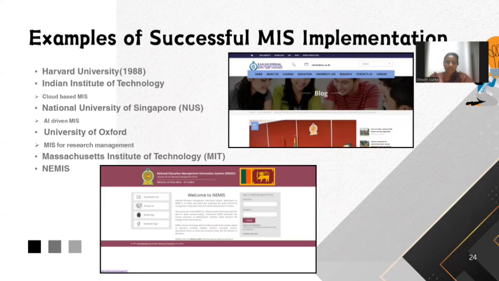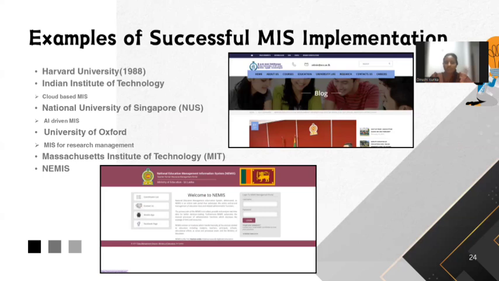And as earlier suggested, almost every university around the world has now implemented a successful MIS in their system. As an example, Harvard University has implemented a successful MIS since 1988, and also the Indian Institute of Technology, also known as the IITs, has adopted a cloud-based MIS for student registration, exams, and results. And also the National University of Singapore has implemented an AI-driven MIS for course recommendation and student advising. This has also encouraged students to enroll more with the university.